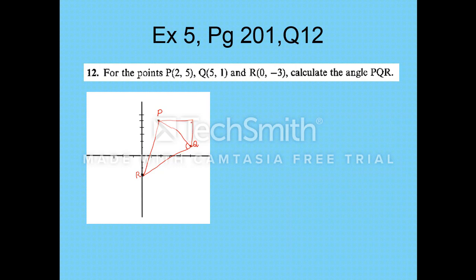Alright, so if I were to complete this right angled triangle over here, the x coordinate of P is given to us as 2 and the x coordinate of Q is 5. Now 5 minus 2 is 3, so I can conclude that this distance will be 3. Similarly, the distance on the y coordinate is going to be 4.